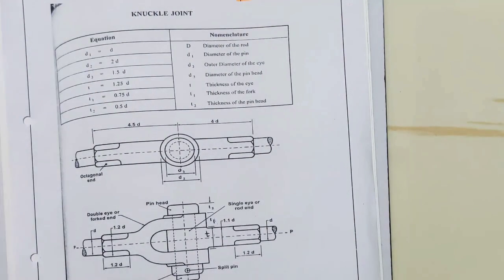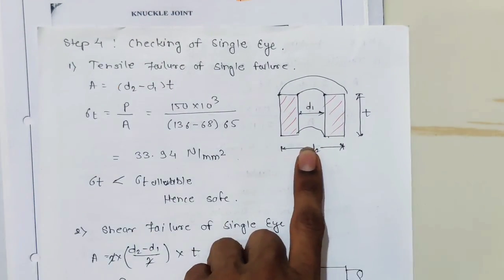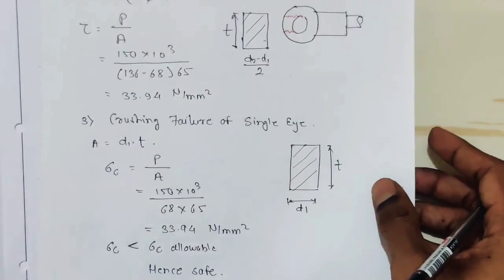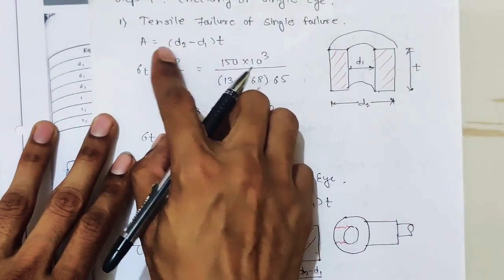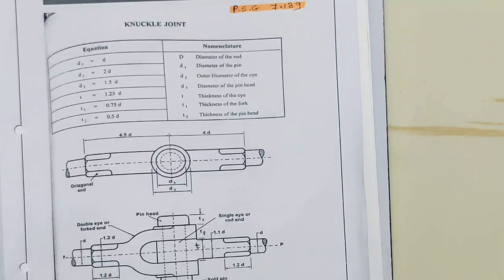Now, after that you move to the design of single eye. Design of single eye, first is tensile failure, then shear failure, then crushing failure. For double eye, we have the same values, only 2 into area, and T will change to T1. Okay, so this is the end of the design of knuckle joint.